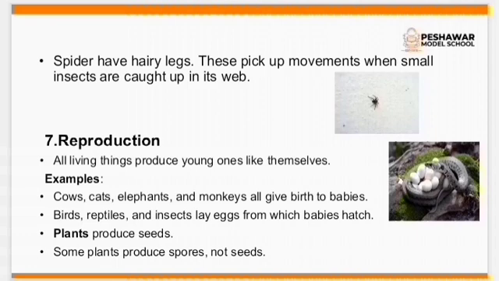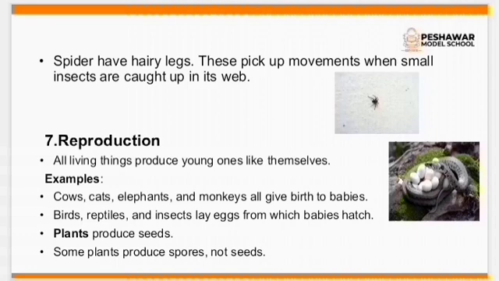Seven, and the last one characteristic or function of living things is reproduction. All living things produce young ones like themselves. Cows, cats, elephants, and monkeys all give birth to babies. Birds, reptiles, and insects lay eggs from which babies hatch. Hatch means coming out. Plants produce seeds, and the seed makes itself into the plant, and then it produces flowers and like tall tree. Some plants produce spores, not seed. Always remember, some of the plants produce spores but not the seed.